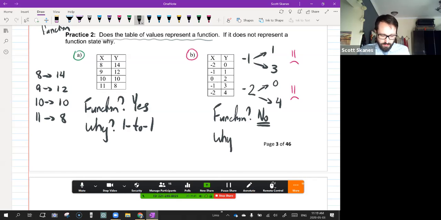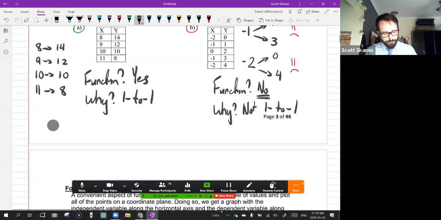Why? Not 1-to-1. What 1-to-1 means is that you give one number, it gives the same number back always. Every time you put in a -2, it should give back the same number. If it doesn't, then it's not a function. It's something else. It's just a relation. And those are totally different things. All right? So I think that's about it for that table of values stuff. It's pretty simple. I'm not going to go into it anymore.